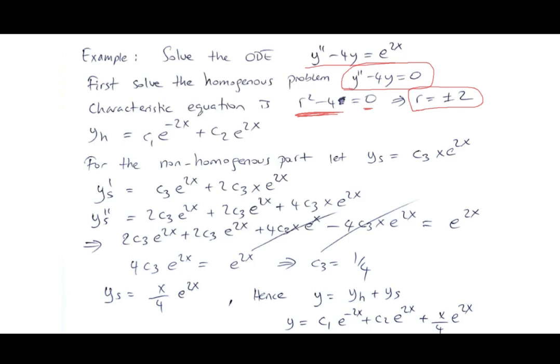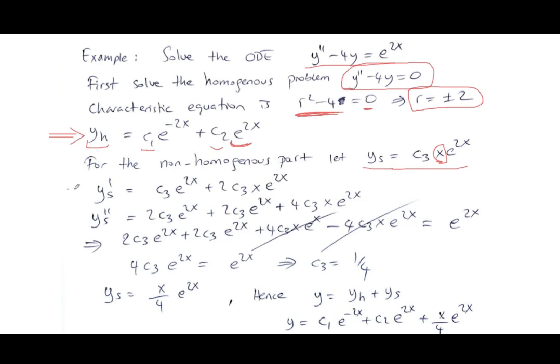And we get r can be plus or minus 2. So we can write down the homogeneous solution immediately, given by this y of h. H stands for the homogeneous here. And we use the arbitrary constants c1 and c2, and this represents our homogeneous solution. Now for the non-homogeneous part, we can let y of s be equal to c3 times x times e to the power 2x. We have this extra x because one of the roots is already exponential 2x. We have this overlap, so we need to multiply this with an x, and then just take the derivatives.